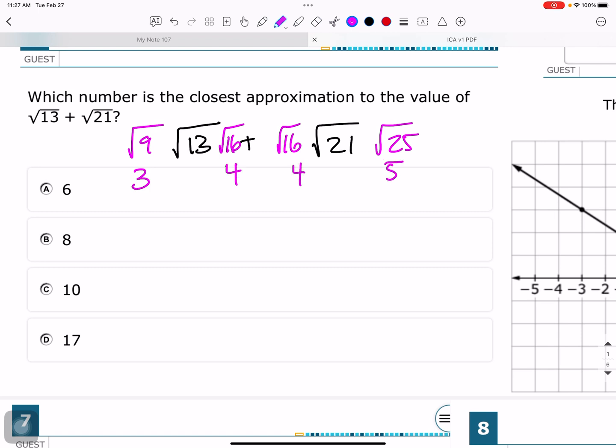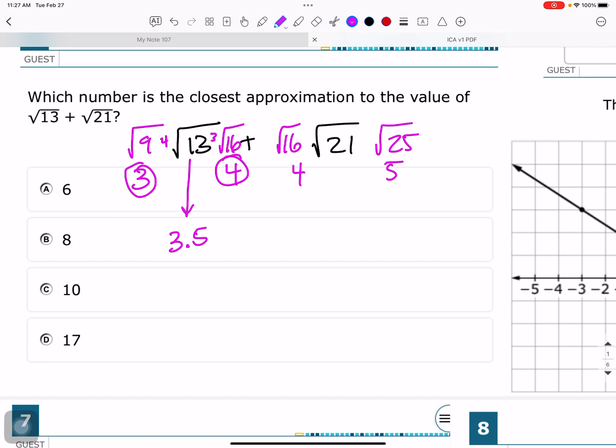So if this was really close, like if this was the square root of 10, I would say, oh, this is really close. Choose that one. But 13 is like right in the middle. It's 4 away from here. It's 3 away from there. So I don't feel good about choosing either one of these. So what I'm going to do, I'm going to say it's about right in the middle, about 3.5.